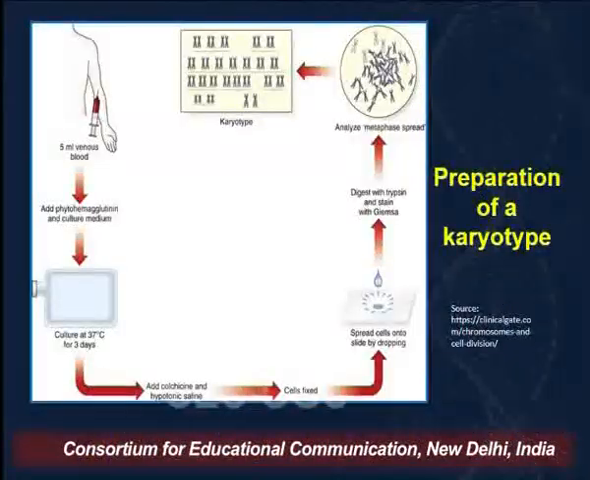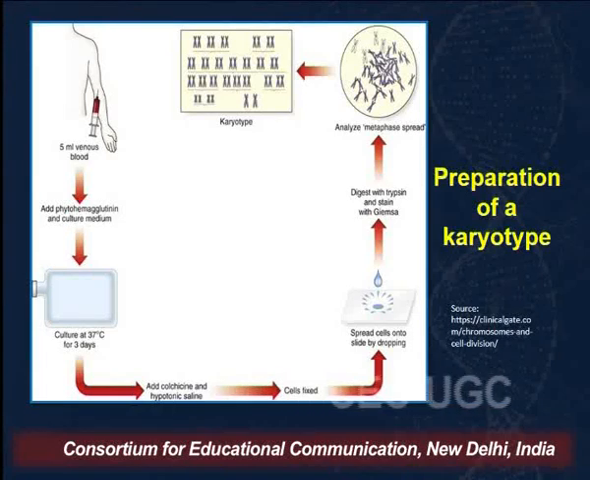Now, this particular image shows how exactly karyotyping is done. Initially about 5 ml of blood is taken, then blood cultures are set up. Phytohemagglutinin is added, which helps in the stimulation of the cells. The cultures are kept at 37 degrees Celsius for a number of days so that cell growth takes place. Subsequently, colchicine is added.